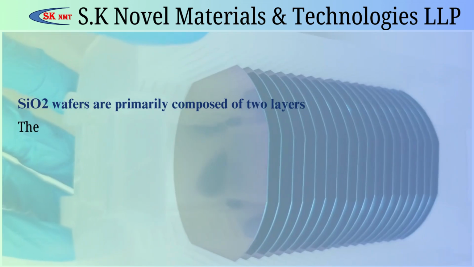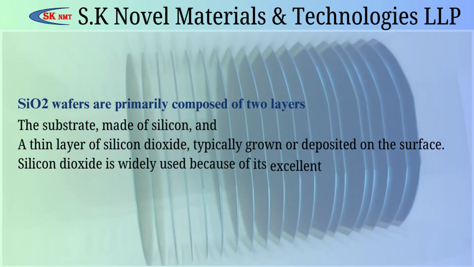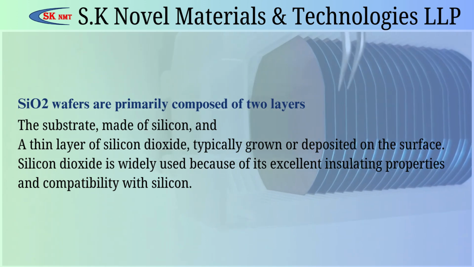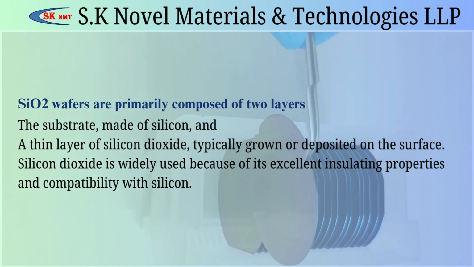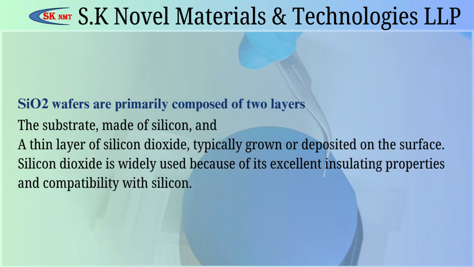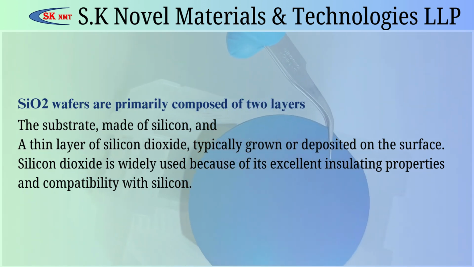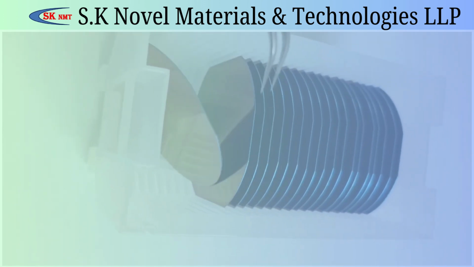SiO₂ wafers are primarily composed of two layers. The substrate, made of silicon, and a thin layer of silicon dioxide, typically grown or deposited on the surface. Silicon dioxide is widely used because of its excellent insulating properties and compatibility with silicon.